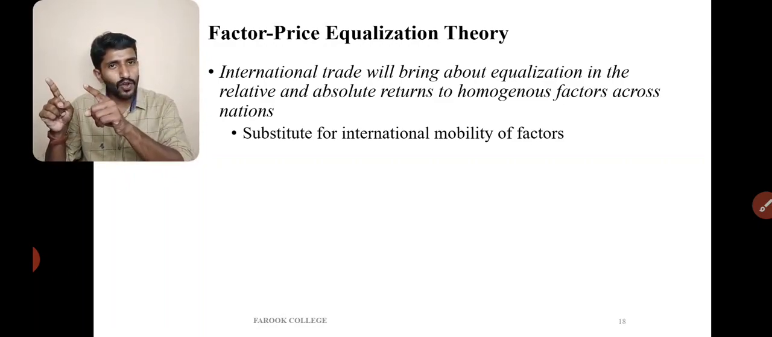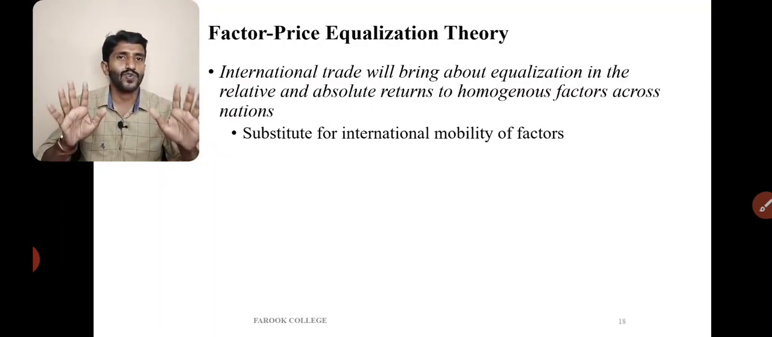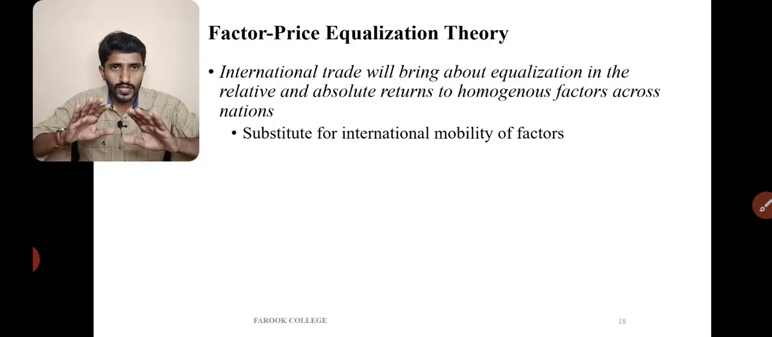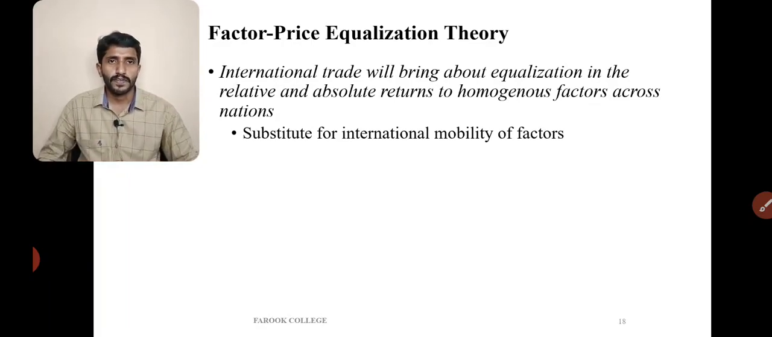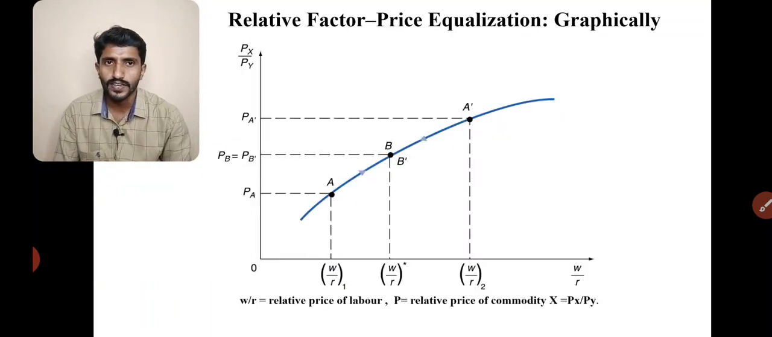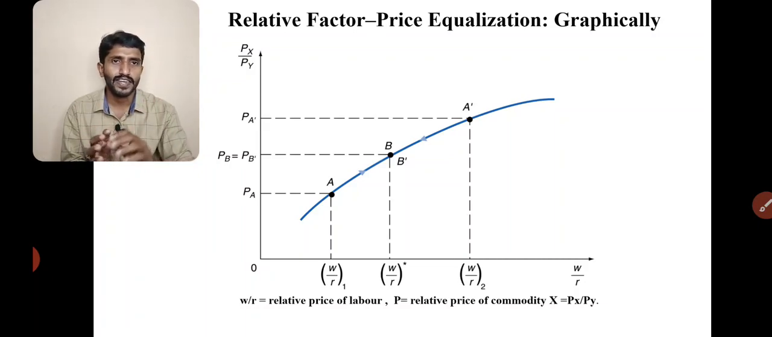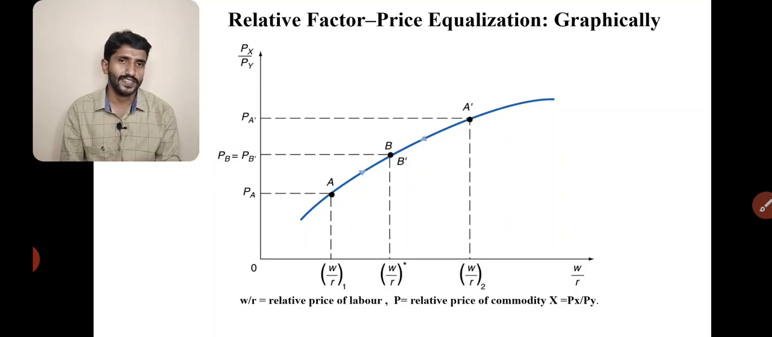So according to HO theory, the trade will lead to factor price equalization, and it is a substitute for international mobility of factors. So there is no possibility of migration or moving of one factor from one place to another. Okay. So wages and other factor returns will be the same after the specialization and trade has occurred. We can explain using the graph how the relative factor and price equalization occurs.